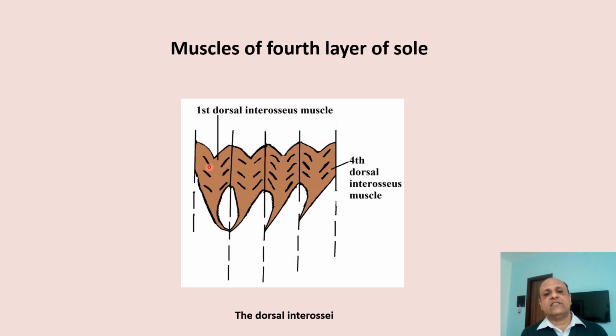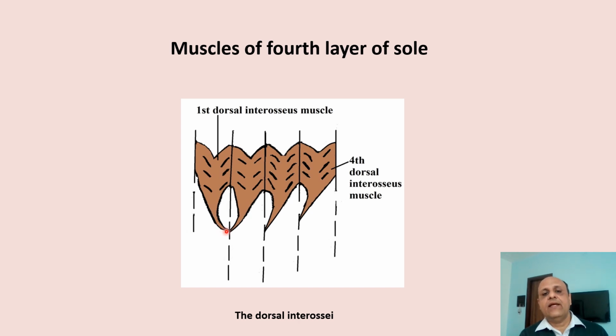So the first dorsal interossei arise from the adjacent sides of first and second metatarsal. Second arises from adjacent side of second and third metatarsal, and so on. So we have got 4 dorsal interossei muscles. They come to the metatarsophalangeal joint and they are getting inserted to the base of the proximal phalanx and the extensor expansion.